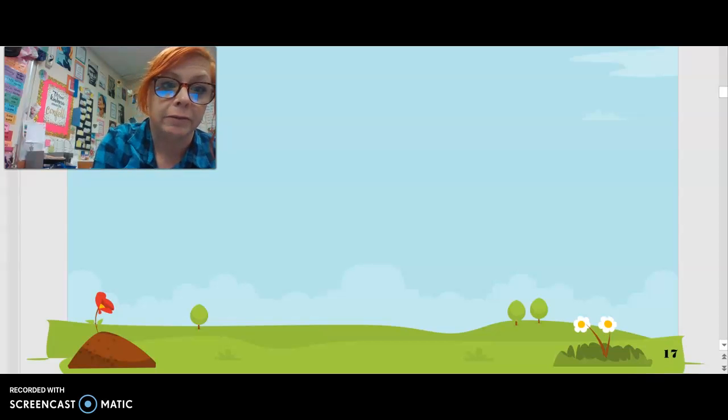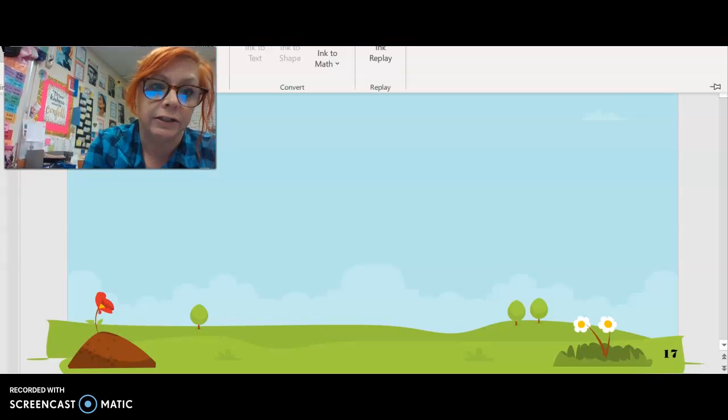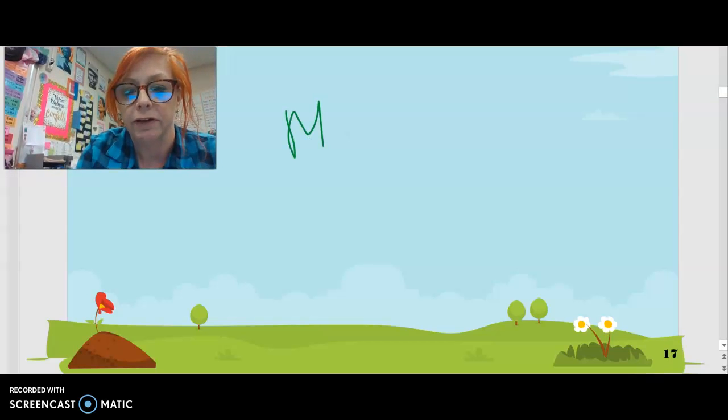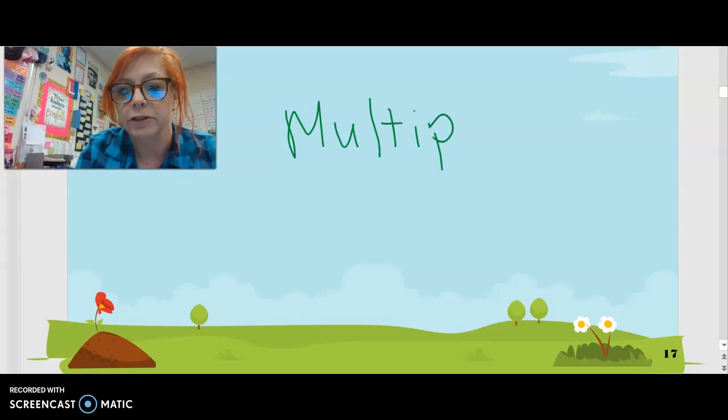Today we are doing multiplying and dividing fractions. So we're going to start with multiplying, and I have this fun new pen that I hope works. Oh, not too bad. So multiplying fractions.